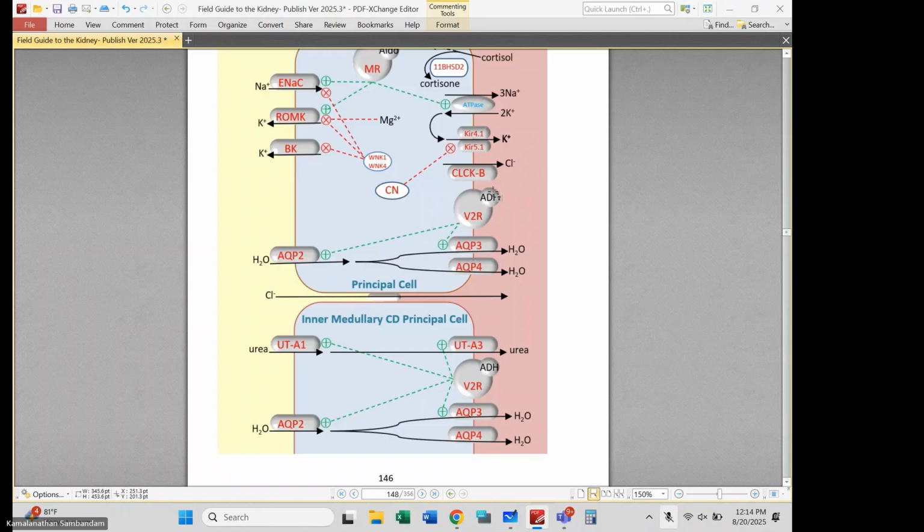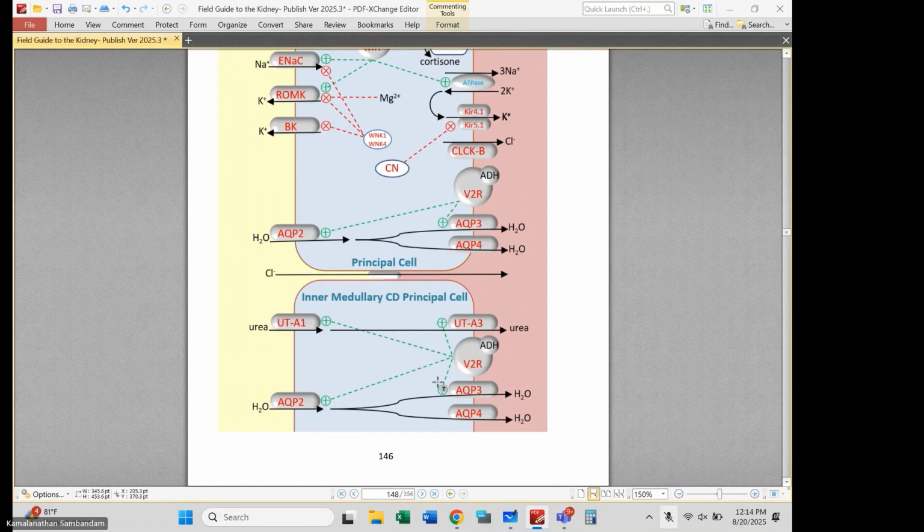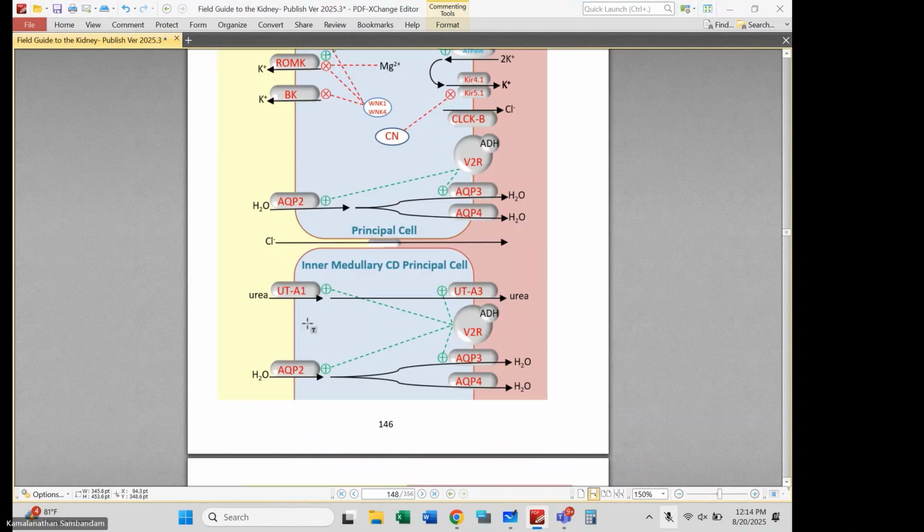Again, V2 receptor binds ADH, regulating water flux. Okay, this is what we usually focus on when we're saying this is the effect of vasopressin on water transport. But I'll highlight another important mediator of water transport, and that is how much urea is packaged into the interstitium.